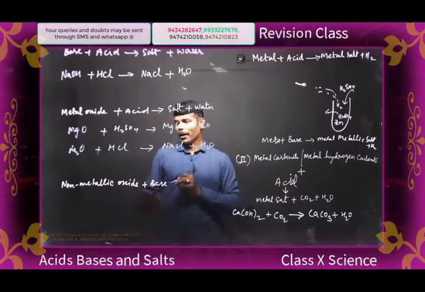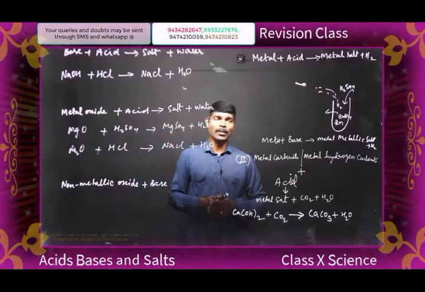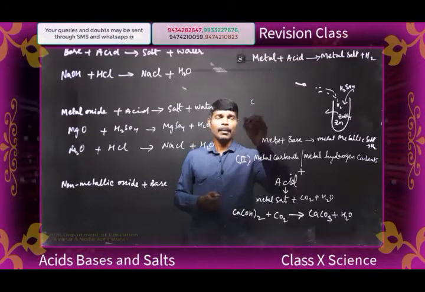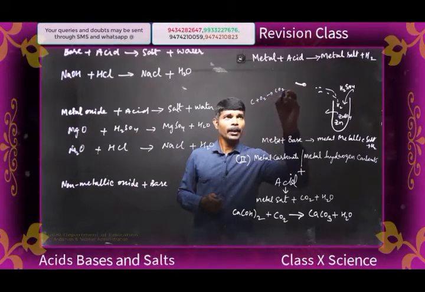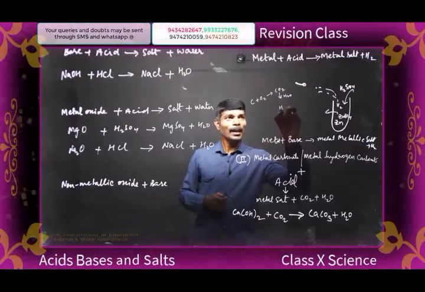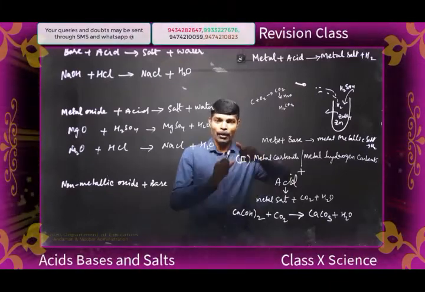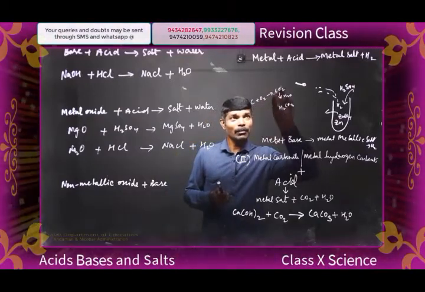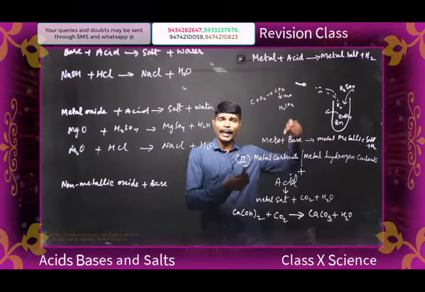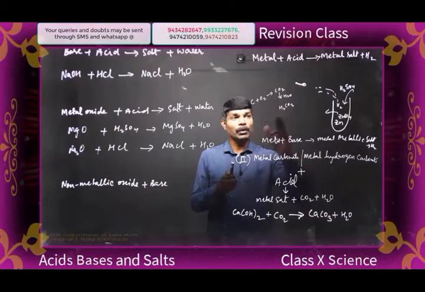Now here, non-metallic oxide with base. All the non-metallic oxides are acidic in nature. In order to understand this, for example, carbon is a non-metal. When carbon reacts with oxygen, we will be getting carbon dioxide. When this carbon dioxide is dissolved in water, we will get carbonic acid, which we see in soda water and soft drinks. When you open the bottle, a fizz sound comes, right? So that is the chemical reaction. When carbon reacts with oxygen, we get carbon dioxide, and when carbon dioxide gas is dissolved in water, we get carbonic acid, which is an acid.